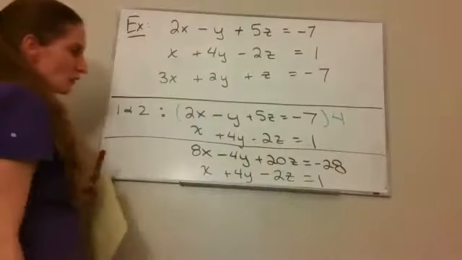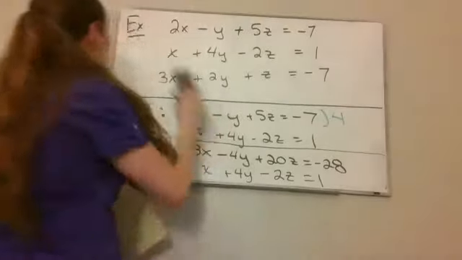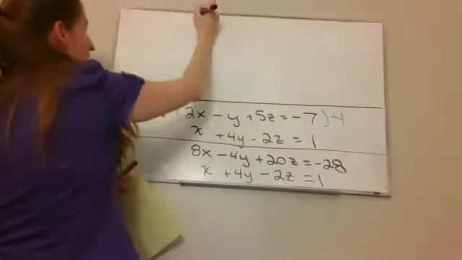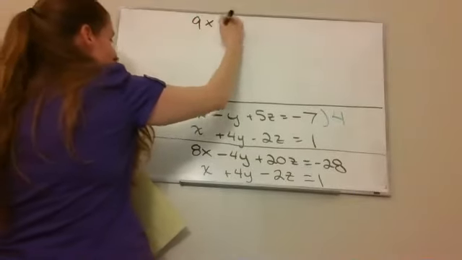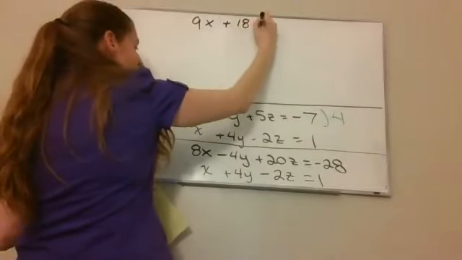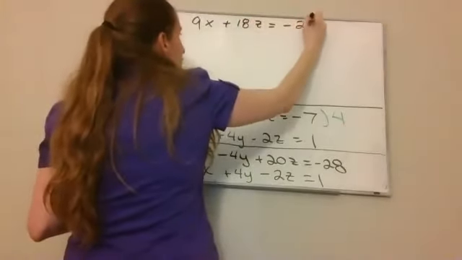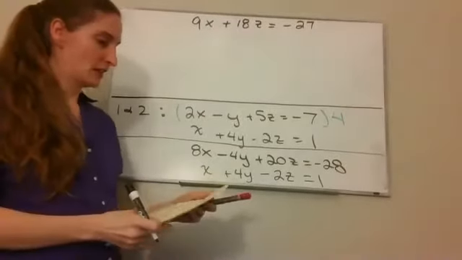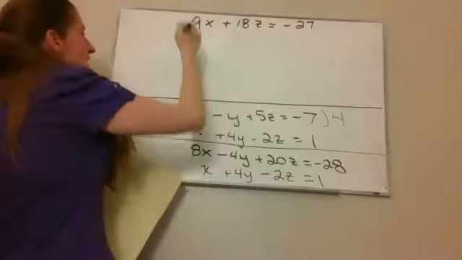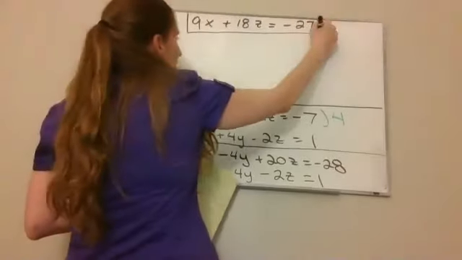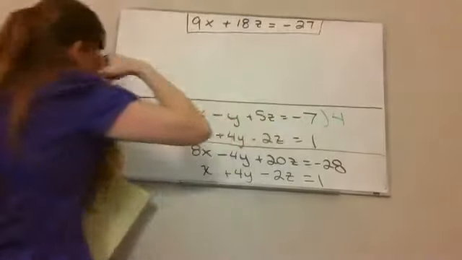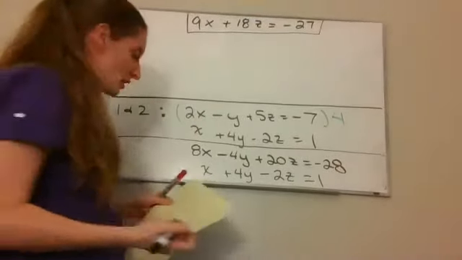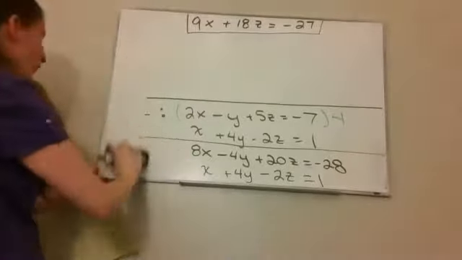Now when I add those two equations together, the y will be gone. Add the two equations together and I get 9x plus 18z equals negative 27. And that's an equation with just two variables in it. So I'm going to keep track of this because we're going to need it. And now I go back to my original three equations and choose a different pair. And I'm going to choose equations 1 and 3.